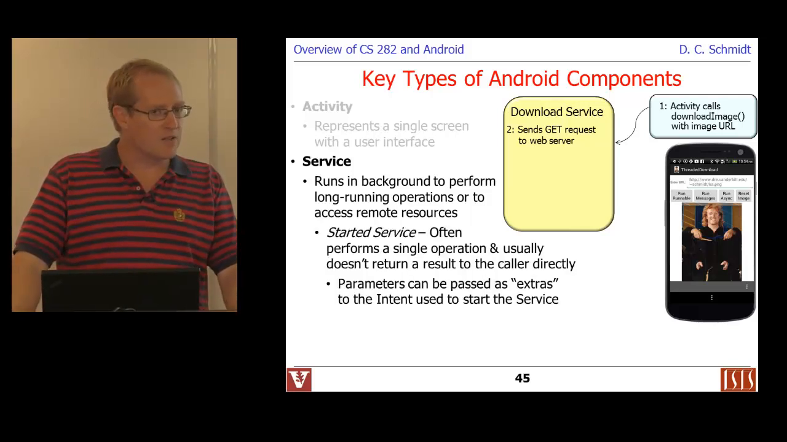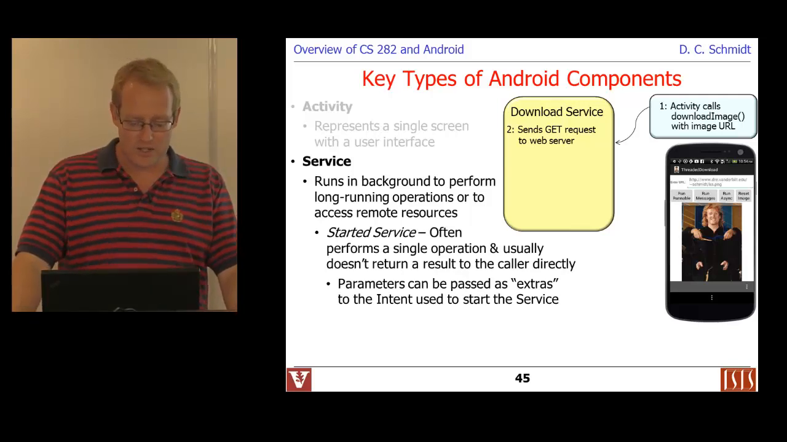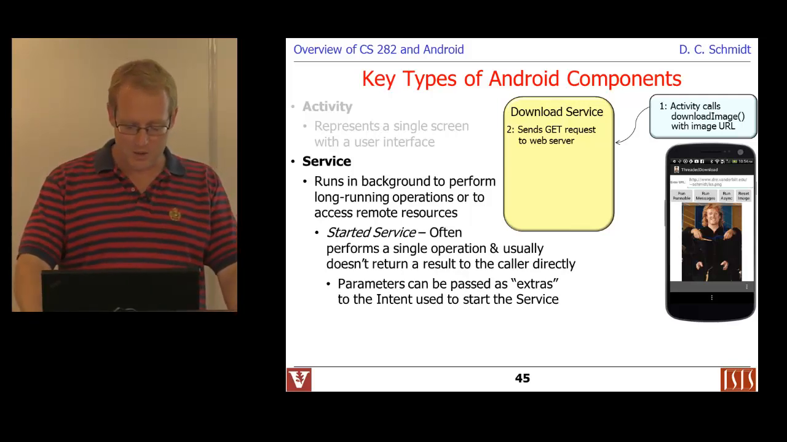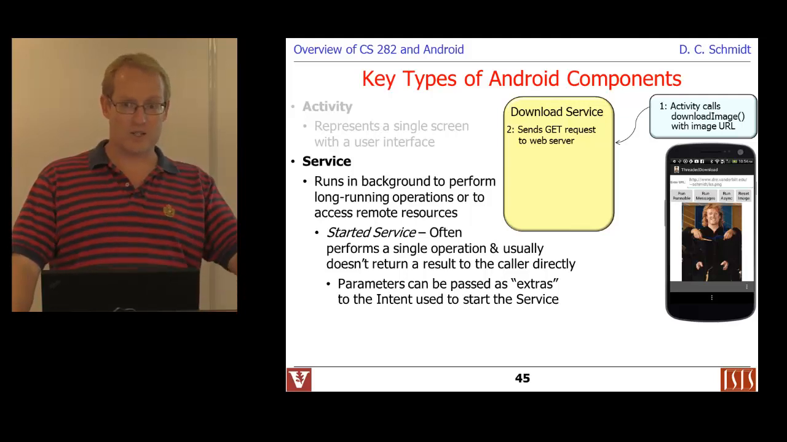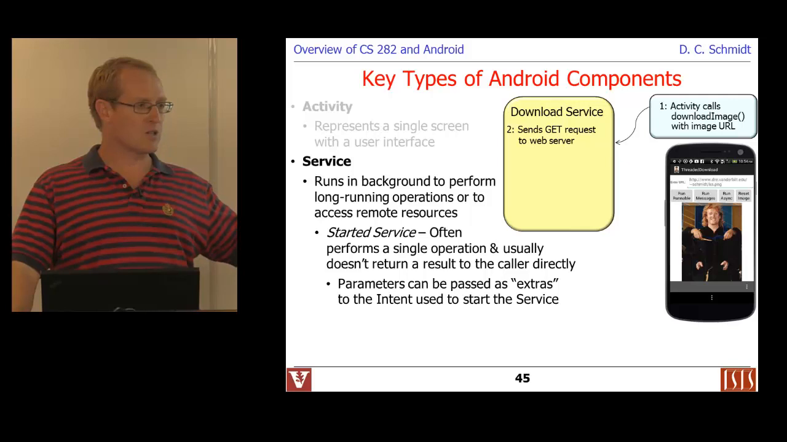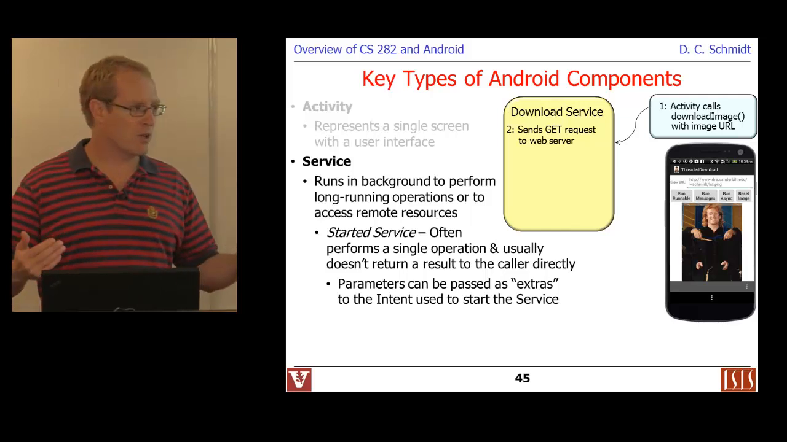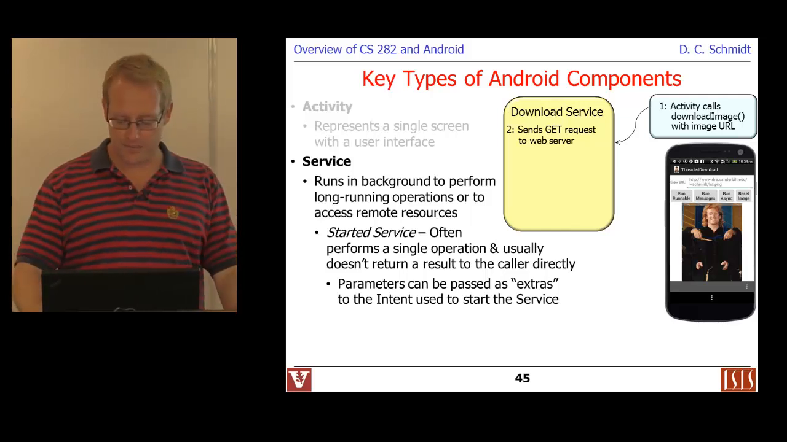There's a couple different kinds of services. The easiest kind of service is something called a started service. And as you might expect, you start a started service by calling start service, and you pass it an intent, and it goes ahead and starts the service. These are often used for sort of one-shot services. They're intended to be run once. You pass parameters to them through the intent that's used to start them.